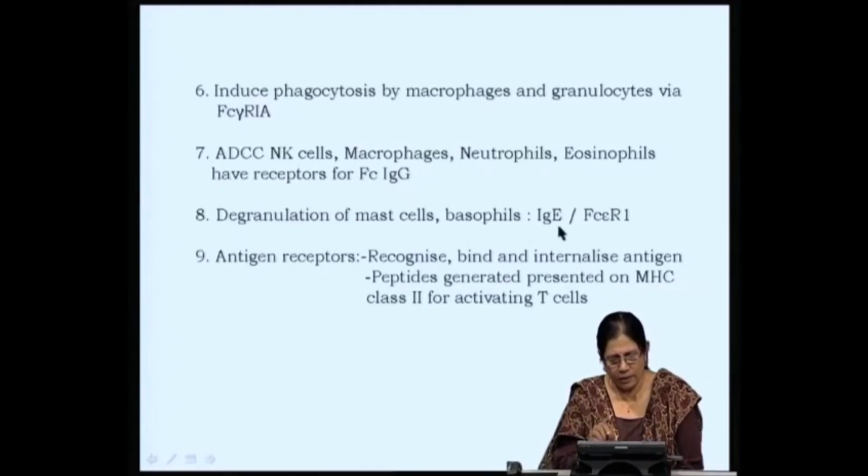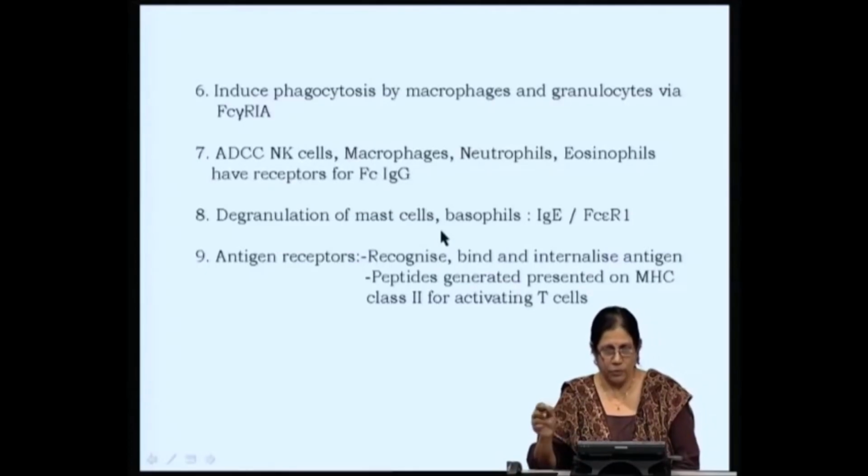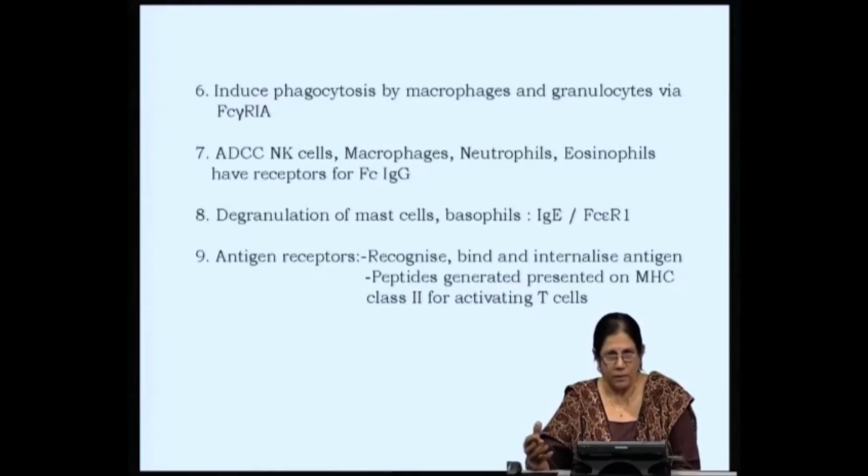I already told you that IgE brings about degranulation of mast cells, basophils and eosinophils, thereby again contributing to the immune system or the humoral immunity.